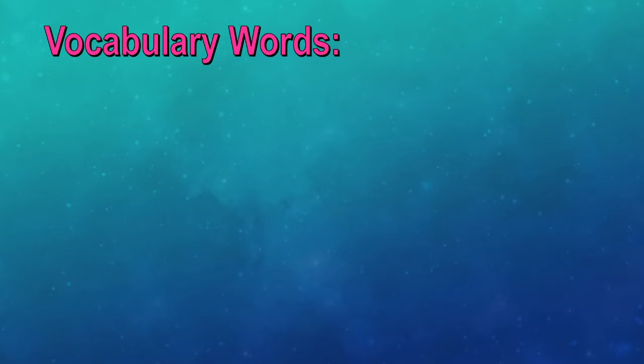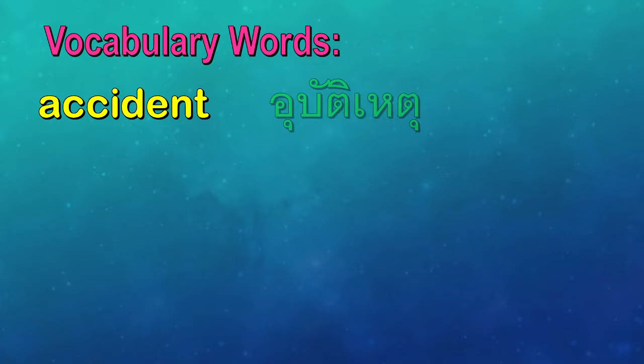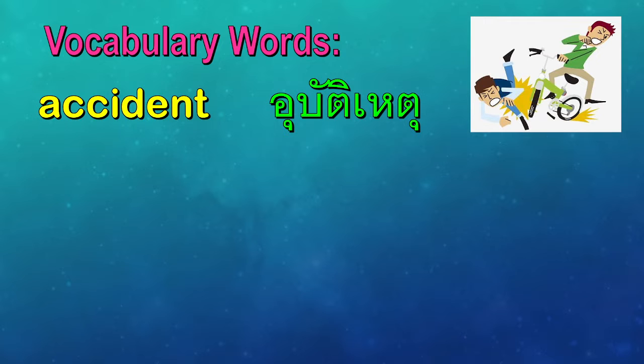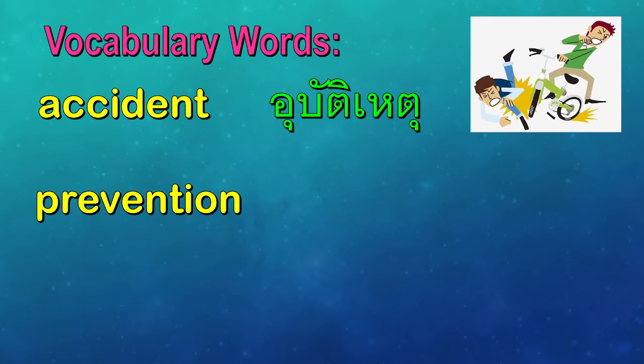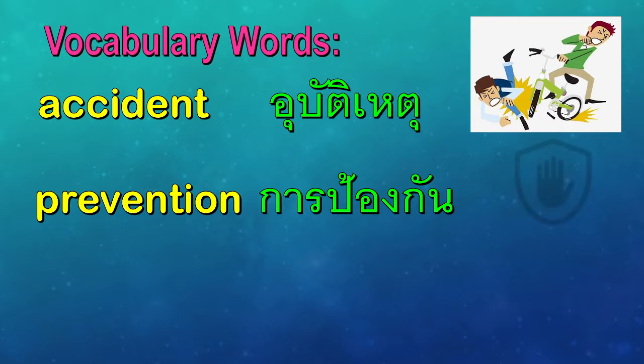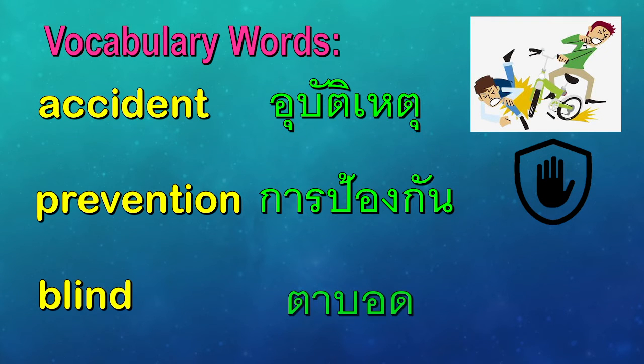For the vocabulary words, we have accident. Accident. Next is prevention. Prevention. Then, blind. Blind.